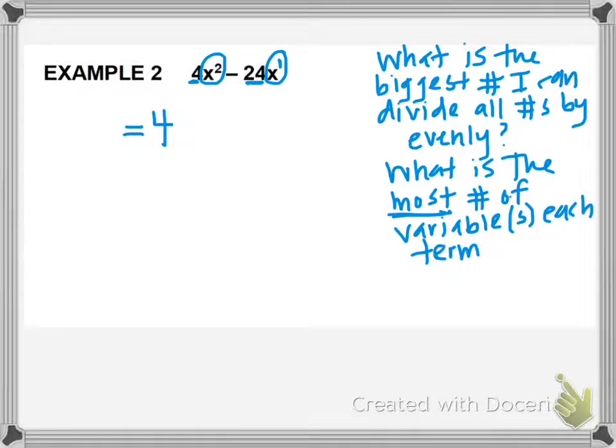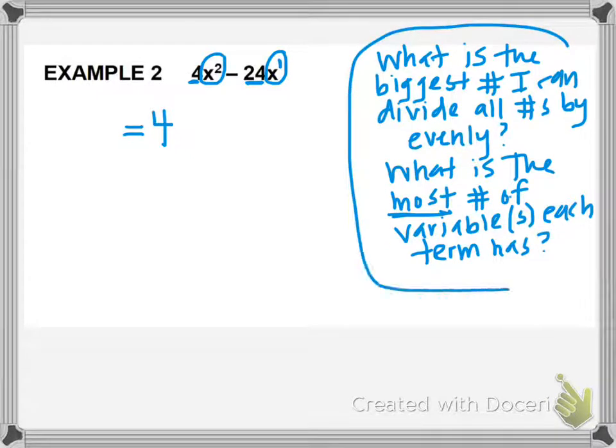You can't just look and factor out of 2 of the 3 terms. If you had 3 terms, it has to be of all. What is the most number of variables each term has? These are the 2 questions that you guys want to be asking yourself, okay, with each of these. So if I go back to my variables, I've got 2 x's in the first term, 1 in the last term. They both have 1x. I can't say they both have 2 x's because the last term doesn't. So 4x, that is my greatest common factor.